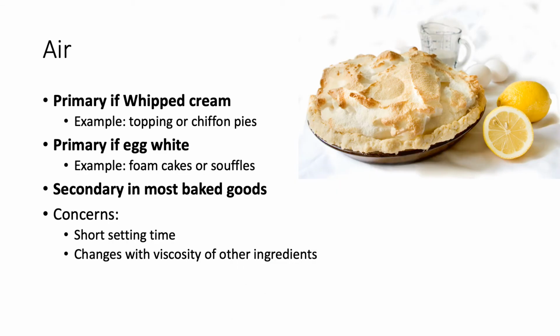So air isn't as common as the primary leavener. It's primary if you're using egg whites or whipped cream as the leavener because there's a lot of air incorporated into them. Remember the times when you've made meringues in labs, so that's incorporating air into egg whites to make those foams. It's secondary in most baked goods, so most baked goods will incorporate air to some degree, but it's not going to be their primary form of leavening.